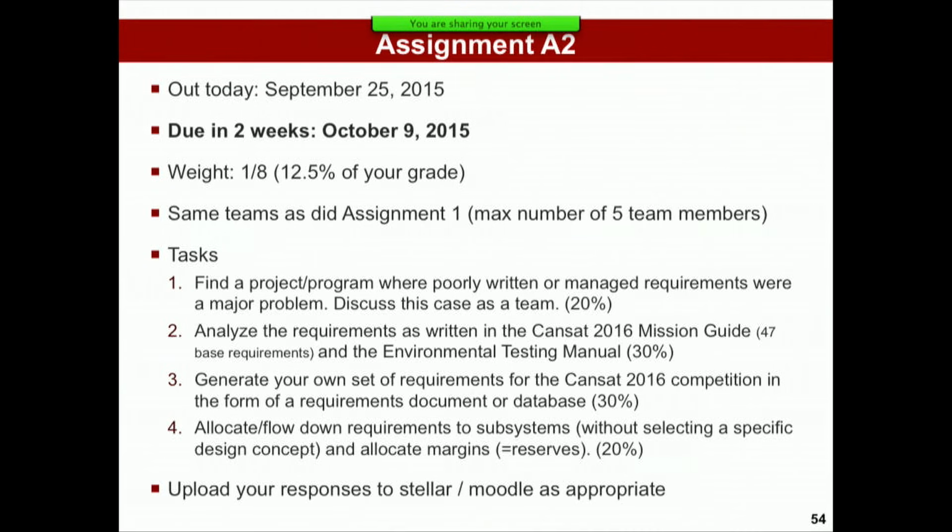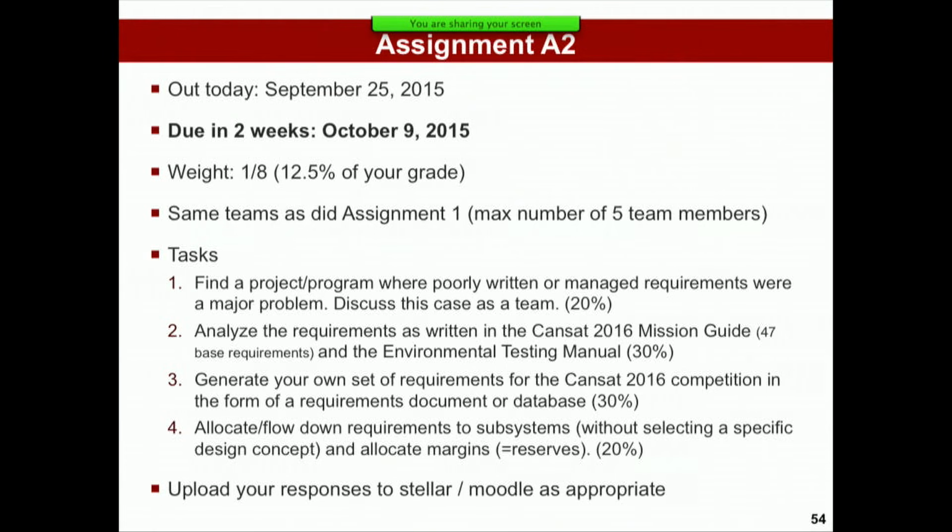The second task is look at those CANSAT 2016 requirements, those 47 base requirements, and analyze those critically. So that means, are they feasible? Are they well written? Classify them, what type of requirement is it? Is it an interface requirement? Is it a performance requirement? And then figure out whether there's a hierarchy there. And basically then, from that, generate your own set of requirements for the CANSAT competition.